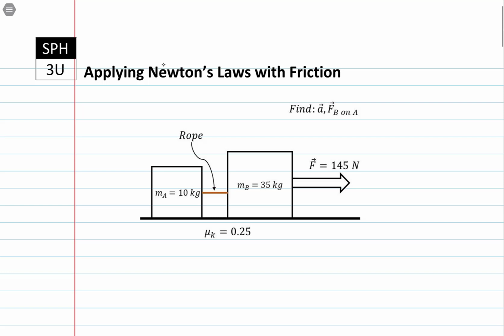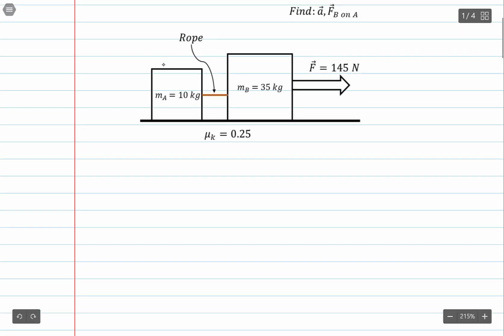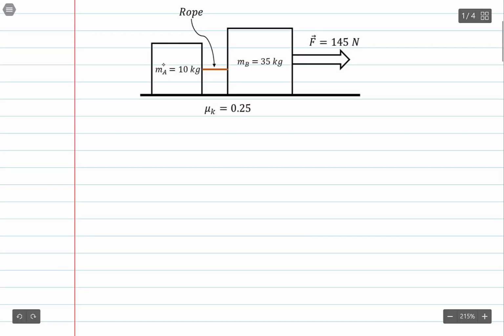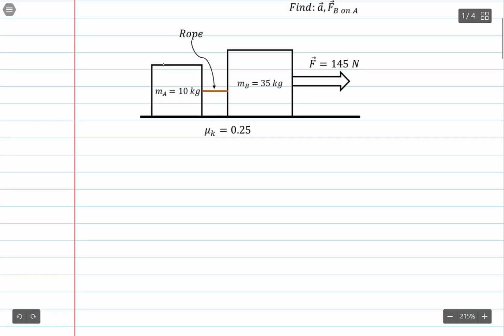In the question we're asked to find the acceleration of the system, and we're asked to find the force that B applies on A. So let's start with a free body diagram. And I encourage you to draw three different free body diagrams here: one for box A, one for box B, and one for the combined system. Okay, so we'll start with our free body diagram, FBD of A.